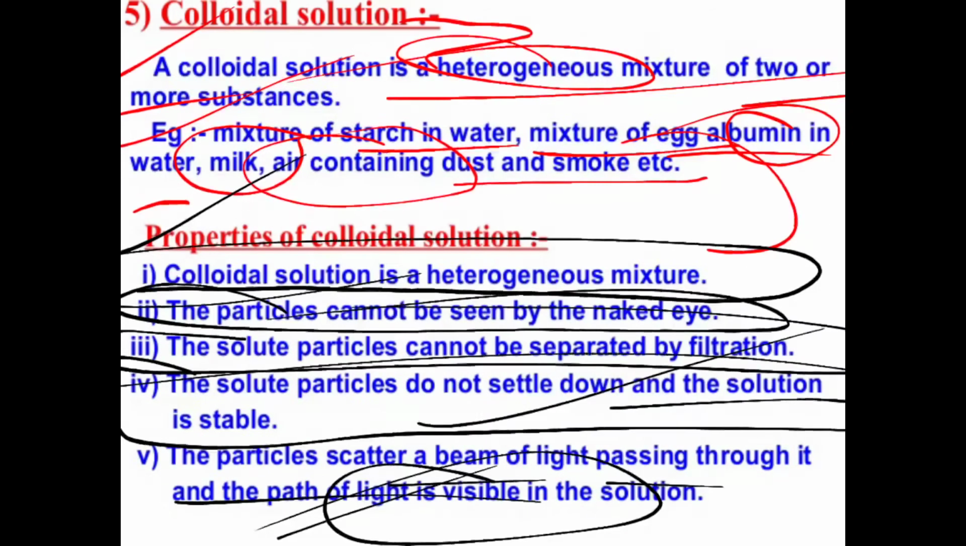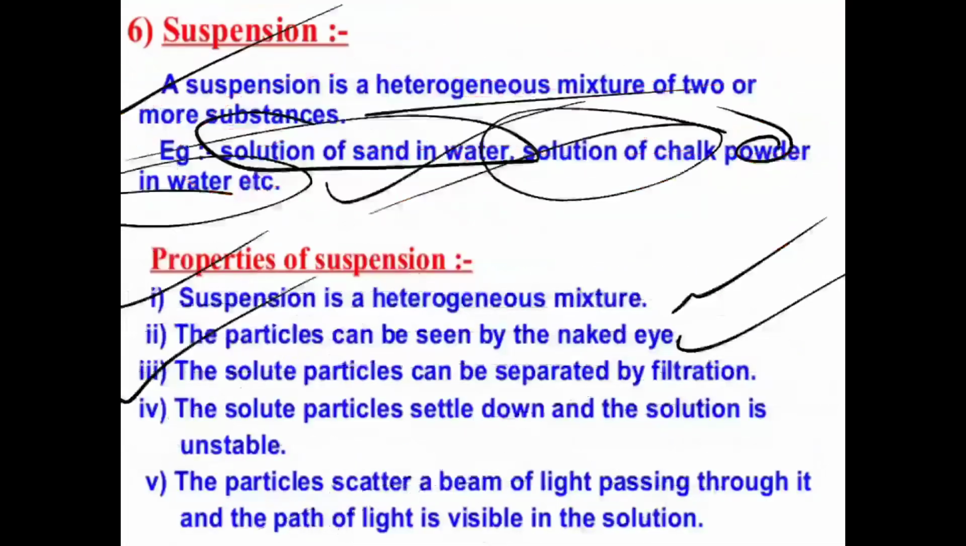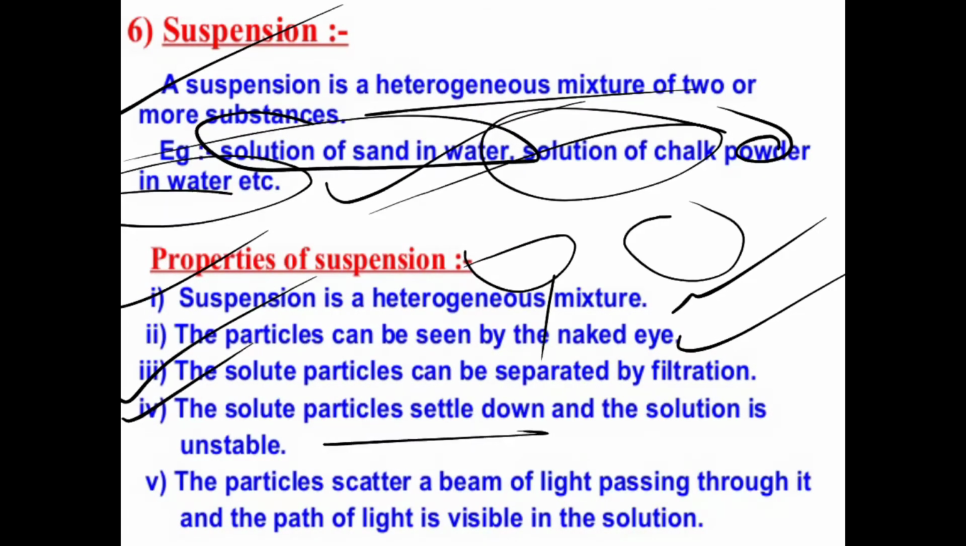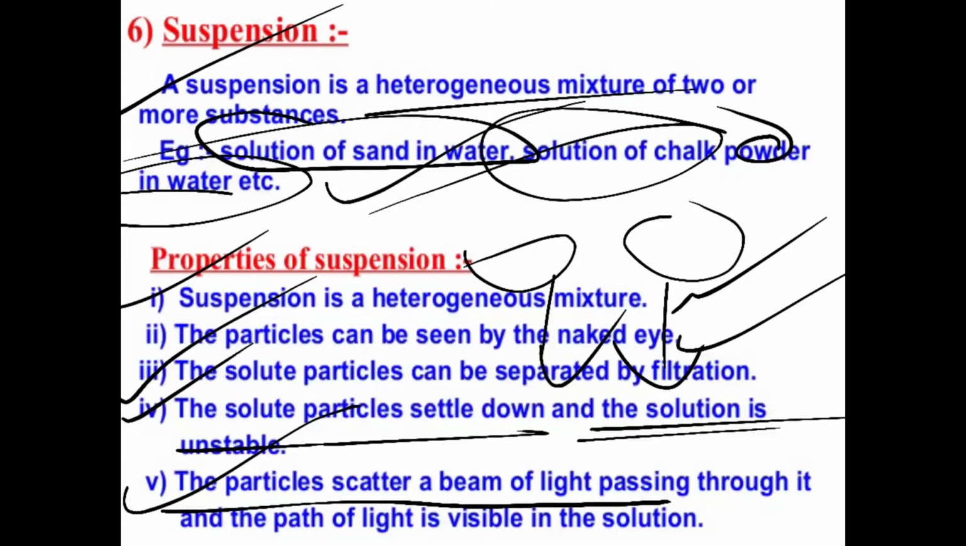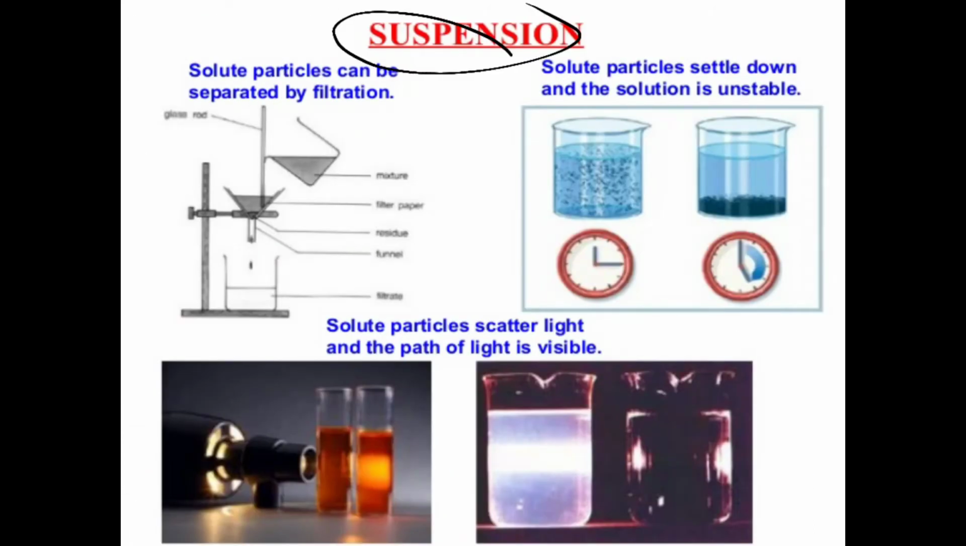Whereas in colloidal solution, we can see by a simple microscope. Even the solute particles settle down. As we know that they are larger in size, obviously they will settle down due to gravity. Means the solution is unstable, and the particles obviously scatter because they are larger. Fine, these are certain examples.